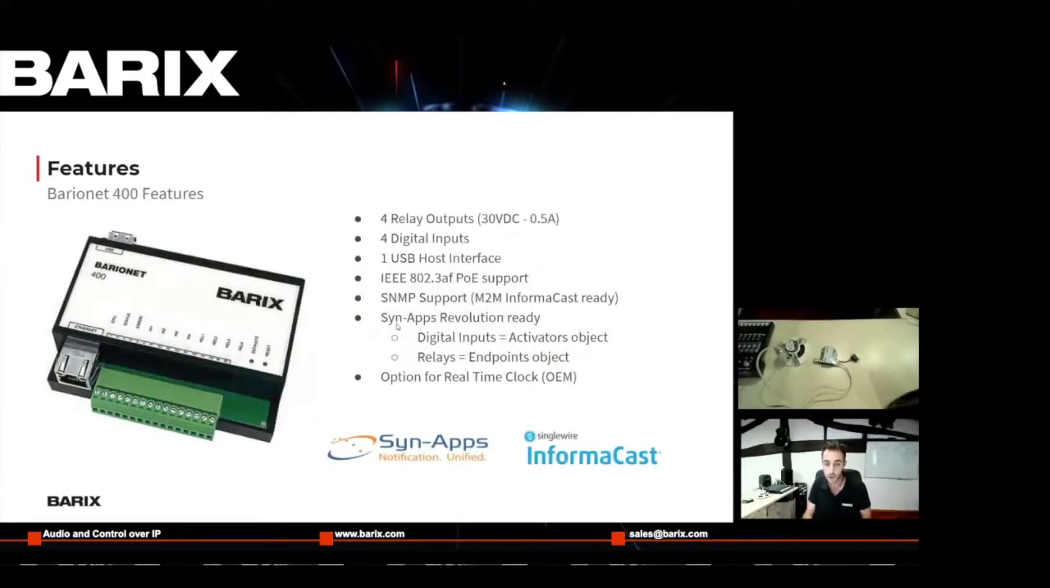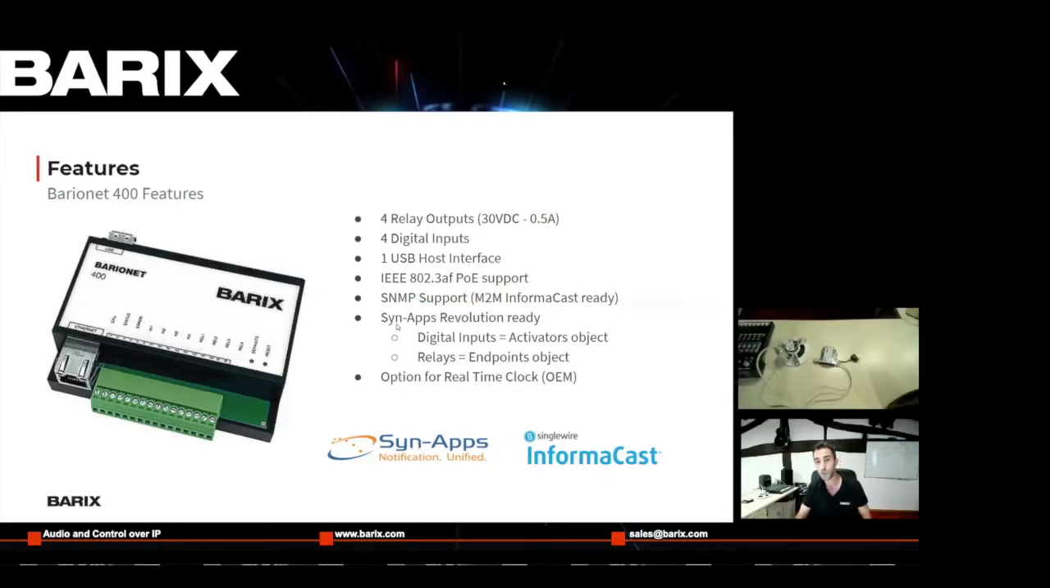The Barionet 400 has 4 relay outputs, which are capable of handling 30 volt, 0.5 amps, 4 digital inputs, 1 USB interface. It has support for PoE, so you just have to connect a PoE switch with 1 network cable, and the device is good to go. And it is the first of the 4 models that is supporting SNMP exposed in the web UI, and it has a Synapse client installed by default in the device. The other models can have SNMP support, but you have to program it yourself at this moment.